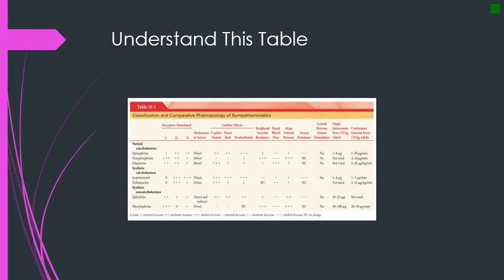I've included this table in your PowerPoints just as a visual representation for understanding your receptors and how they affect the different parts of your body, such as the cardiac effects, your peripheral vascular resistance, your arterial pressure, things of that nature. So make sure that you look at this. You don't have to certainly memorize it, but it does help for just a visual representation.